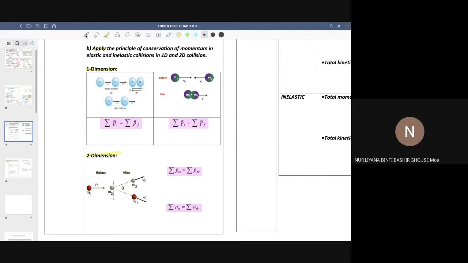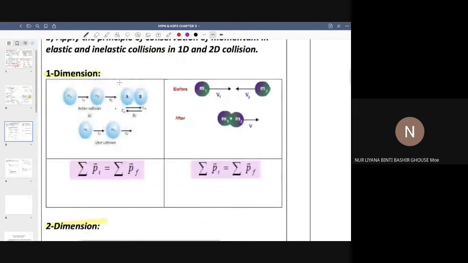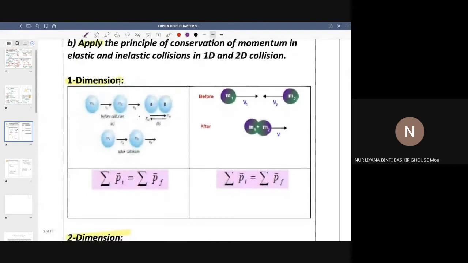So for the first dimension, kita akan go through one by one. For the first dimension, there will be two cases. First we have a mass A. Then kita ada mass B. Dua-dua bergerak, dan dia collide. Mass A dengan mass B collide. Dan lepas dia collide, mass A dan mass B bergerak dengan velocity yang lain.